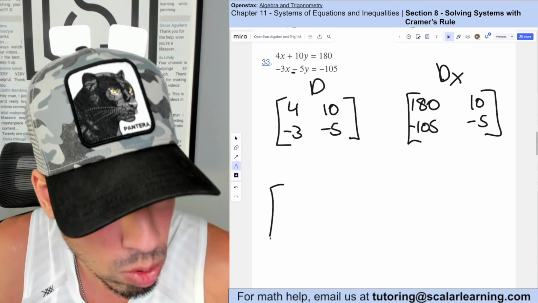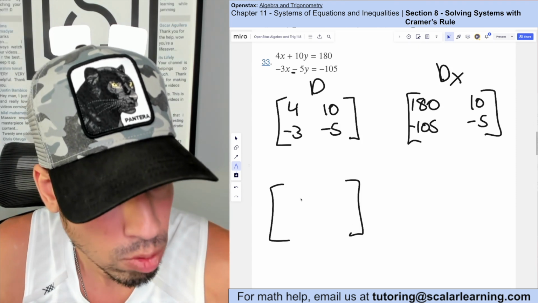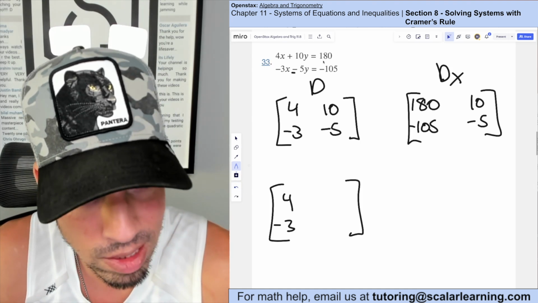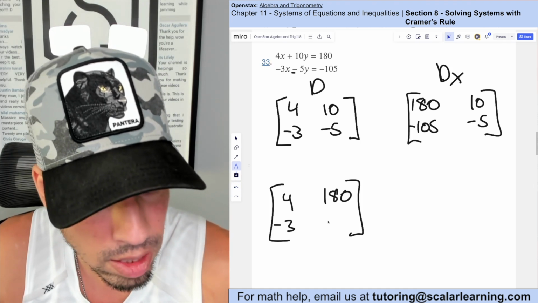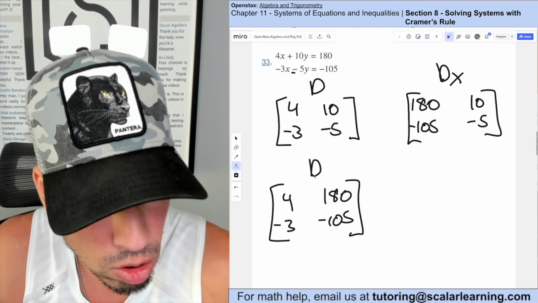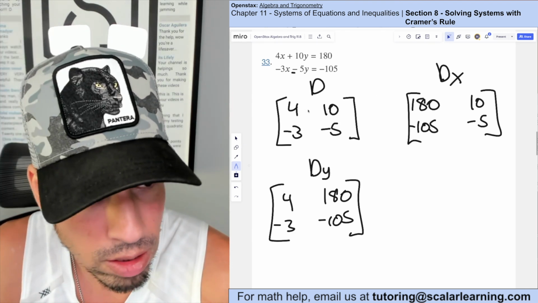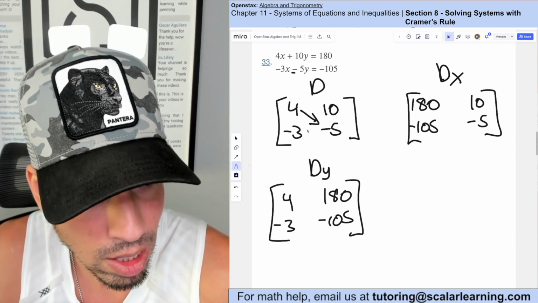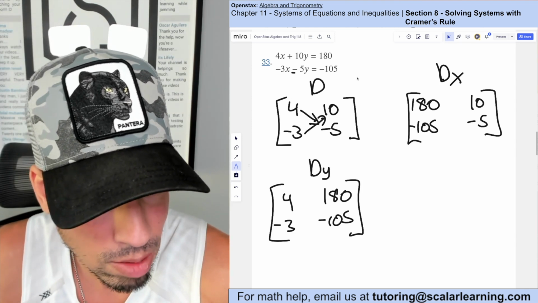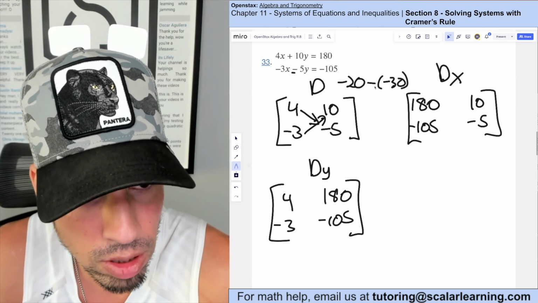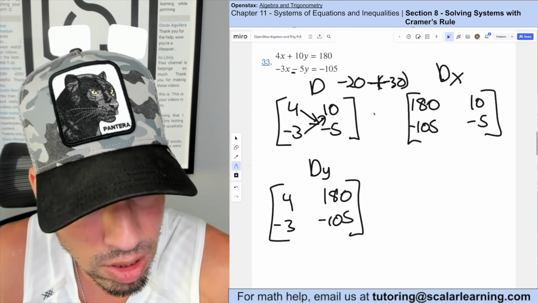And then we're going to do one more matrix where we're going to have the x's, the 4 and the -3 right here, right? But we're going to replace now the y's with 180 and -105, and let's call this determinant y. Okay, let's calculate all of these, and we're going to do 4 times -5 minus -3 times 10, which is -20 minus -30. That turns into a plus. -20 plus 30 is 10.